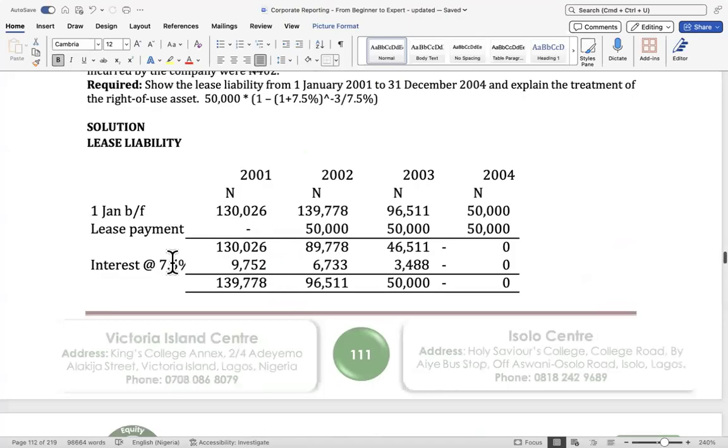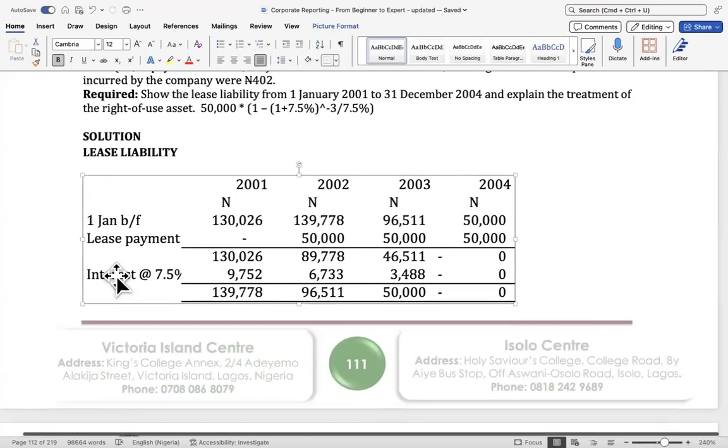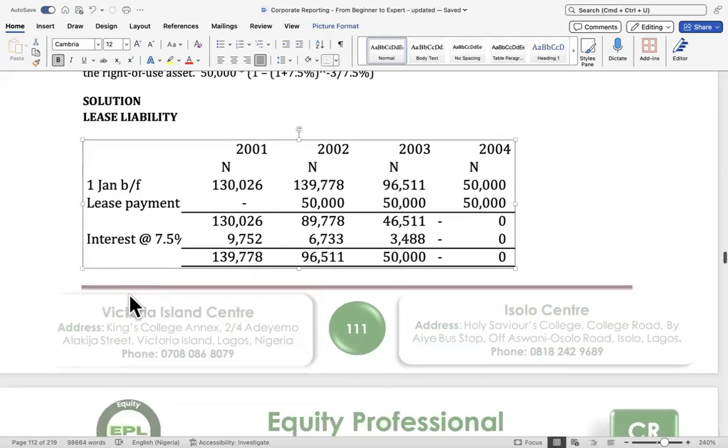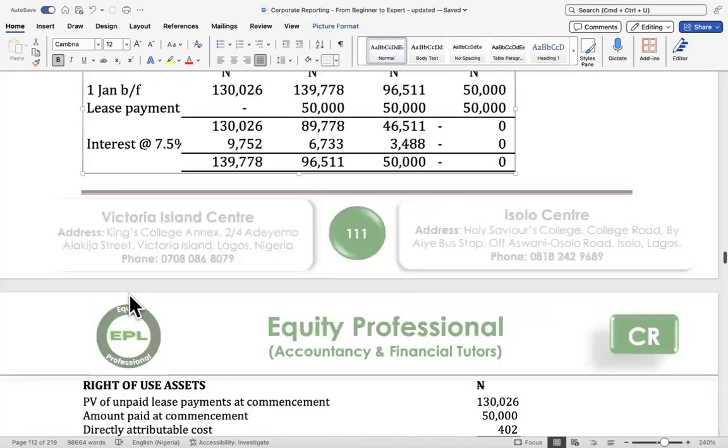And it makes so much sense because unwinding of discounts or interest is usually done at the end of every year, so that is steady. The one that can vary is the lease payment. So if the lease payment is happening at the beginning, it comes first. If the lease payment is happening at the end, it comes last. So note that for your exam. Note when the lease payment is being made.